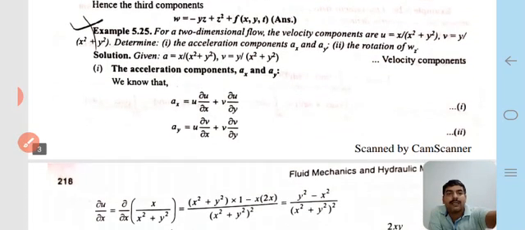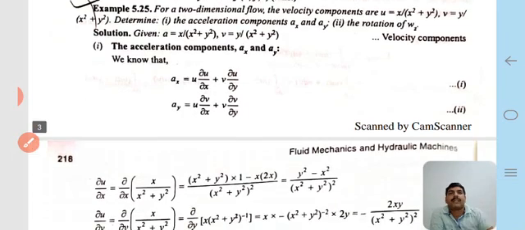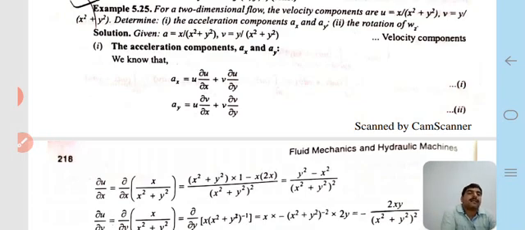Now we come to the next type of example. The given example is for a two-dimensional flow. The velocity components are u is equal to x upon x square plus y square, and v is equal to y upon x square plus y square. Determine first the acceleration components ax and ay, and second the rotation omega z.